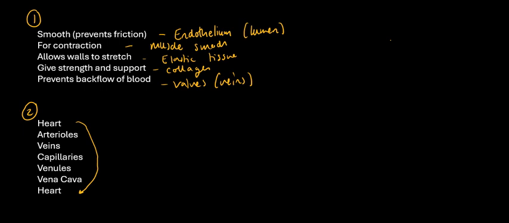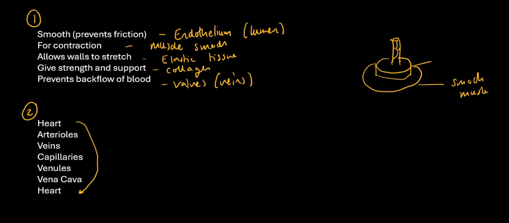Now, if we can recall, we start off with our endothelium cells, then we move into our elastic tissue, followed then by our smooth muscle. And then finally, we have our collagen.